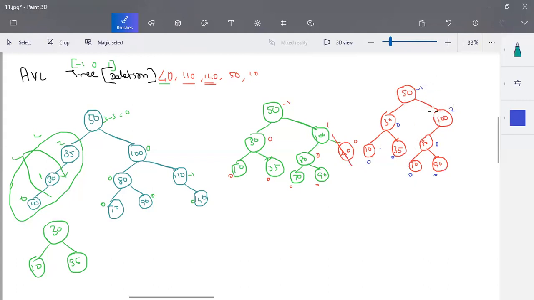So we have an imbalance occurred in this place. And what kind of imbalance is this? There is no right subtree at all, so it is the left subtree. So the rotation that is needed is LL rotation, and we have to perform it over here. Okay.